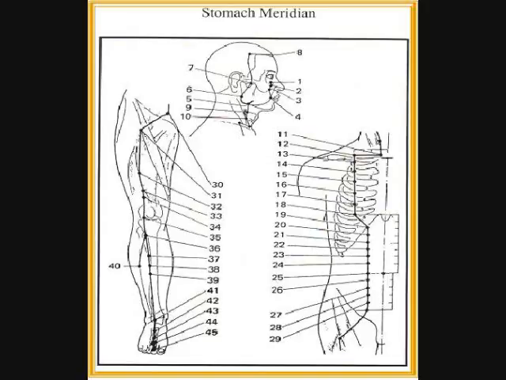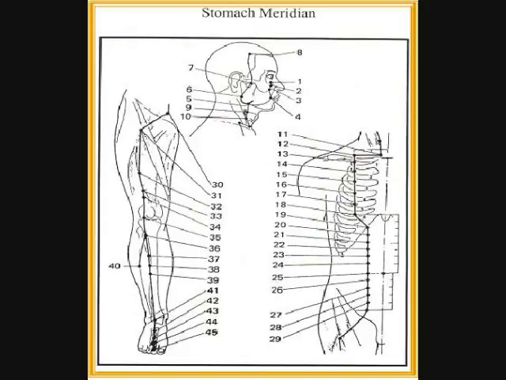Stomach 25. 2 cun lateral to the center of the umbilicus. Stomach 26. 1 cun below the umbilicus, 2 cun lateral to Ren 7. Stomach 27. 2 cun below umbilicus, 2 cun lateral to Ren 5. Stomach 28. 3 cun below umbilicus, 2 cun lateral to Ren 4.